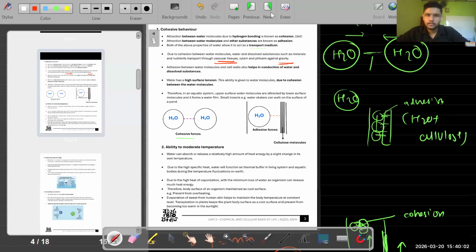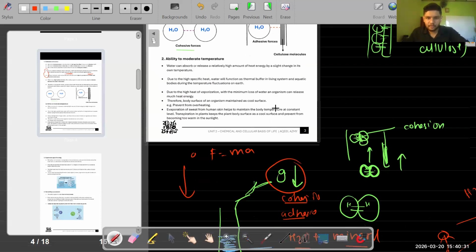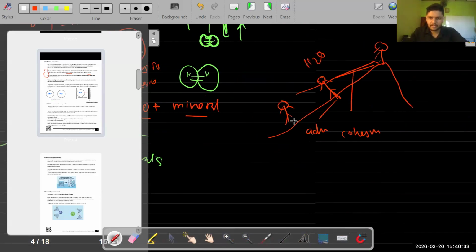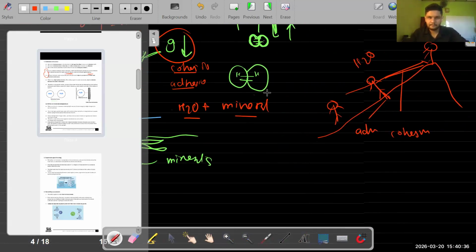Clear, right? Okay. Adhesion between water molecules and cell walls helps in conduction of water and dissolved substances. Same idea. Cohesion helps to attract and move; adhesion helps to pull it. Adhesion is the one that helps the water move along with the wall, so it helps in conduction. Conduction means similar to transportation of water and dissolved substances. These two points I have explained from a single diagram. This is the diagram; just connect it with this idea.